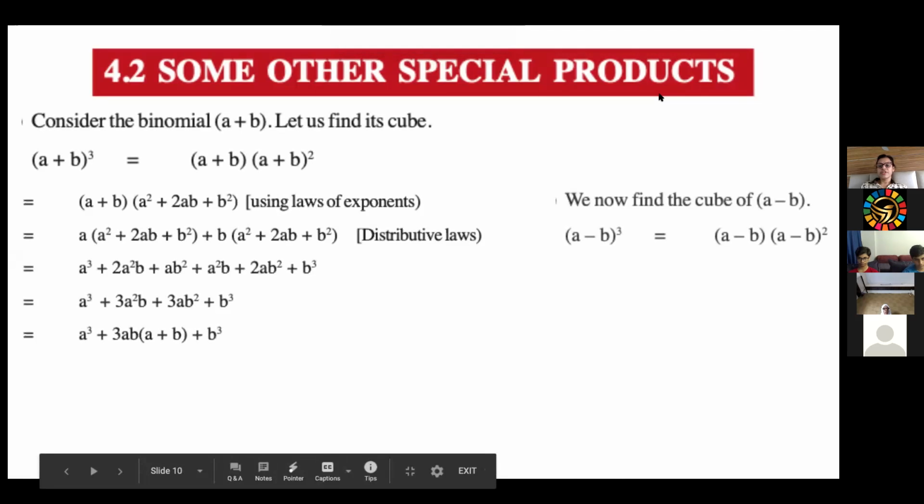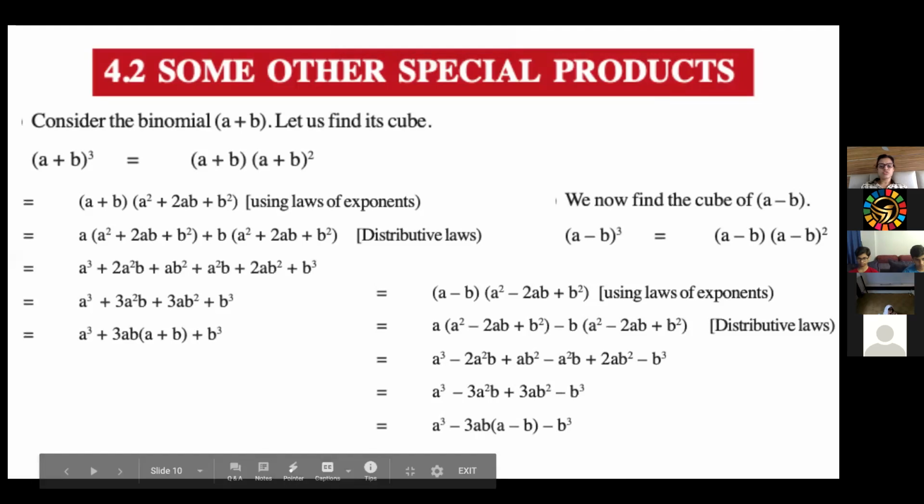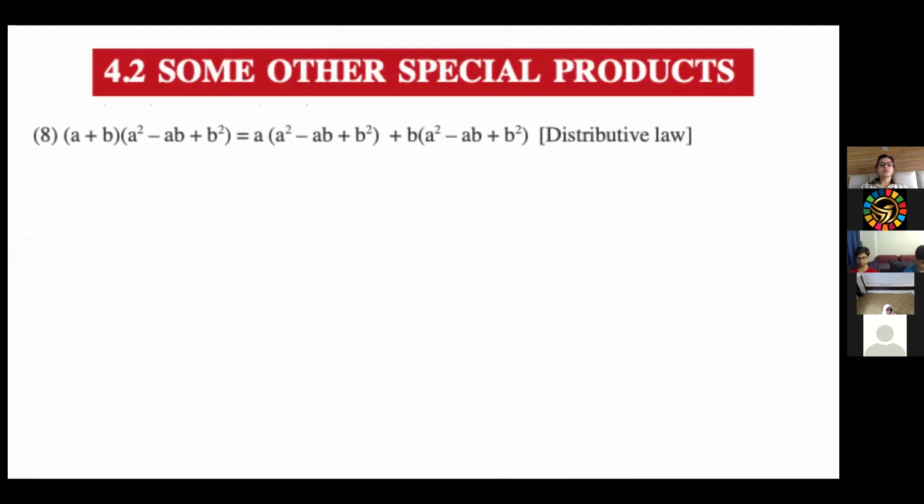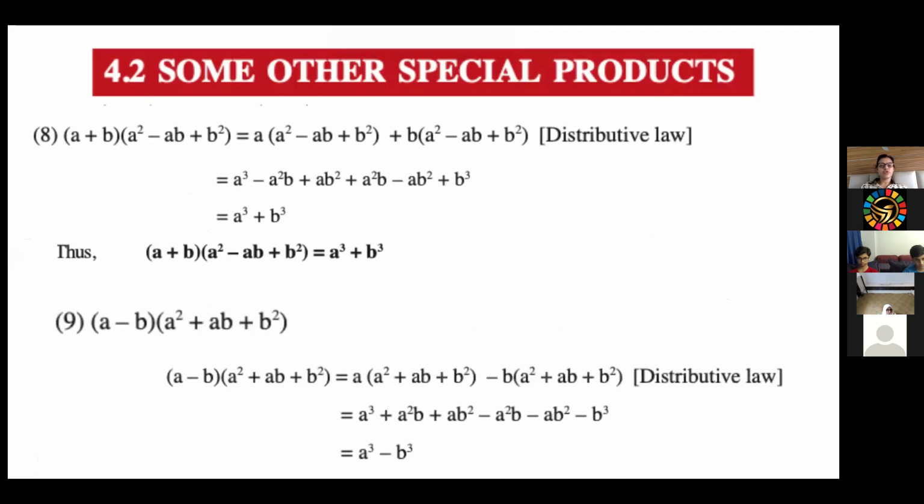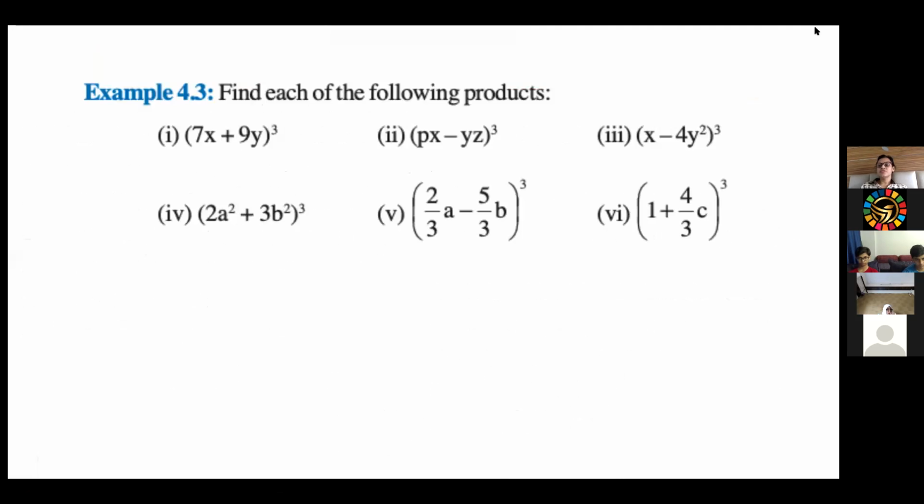This we have already done. A minus B whole cube also we have done. This we are not doing now. So, okay, this is your question: 7x plus 9y. Now apply this and give me the answer.